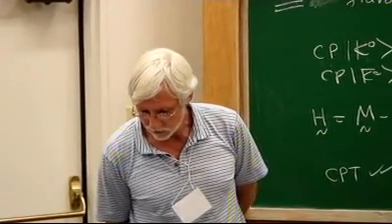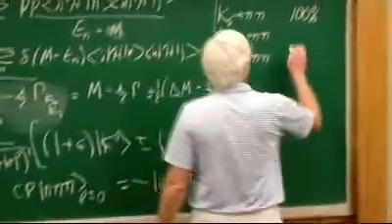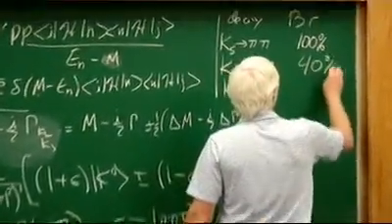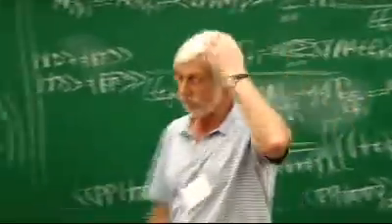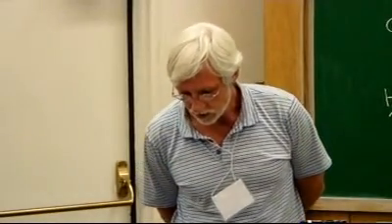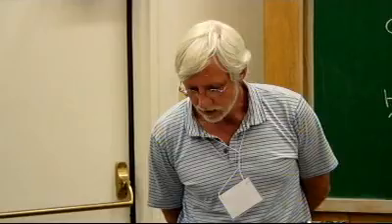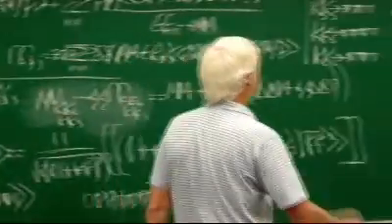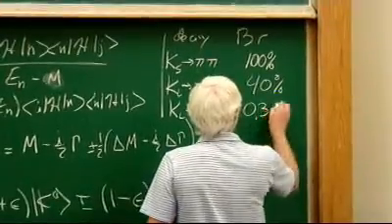K long to 3 pions happens about 40% of the time with some error bars. I wrote them down in my notes, but I'm not going to recall them. It was 39 point something, plus or minus point something. Very special. And K long to 2 pions happens 0.3% of the time. But 0.3% is not 0, and this one I should actually write down with error bars, because I want to show you it's not 0.